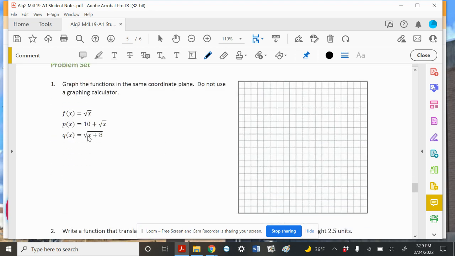And then finally, we have a couple more different types of functions. We have the square root of x, which we've already seen. We know that 10 plus the square root of x is going to cause it to go up 10. We know that x plus 8 is going to cause it to go to the left, in the negative direction, 8. Okay, so this would be my parent function. Okay, and that's what we would have there.